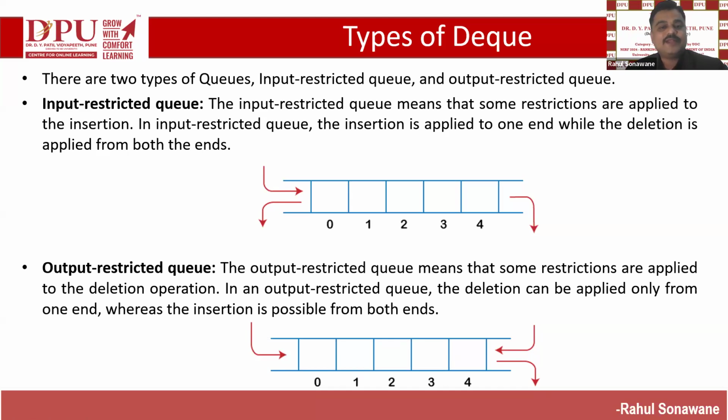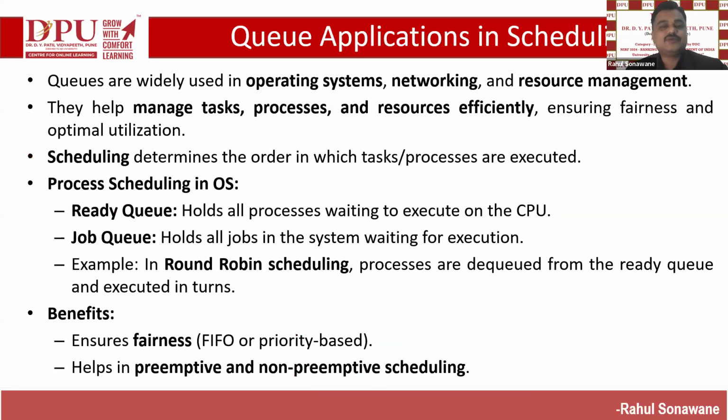While implementing it, it will again be very difficult, because we need to keep track of both ends, and which end we are using for insertion, depending upon whether it is an input restricted queue or an output restricted queue. So that's all about the different types of queue. First we saw the linear queue, then circular, then priority queue, and now the double-ended queue. Now we are moving forward towards the applications of the queue.